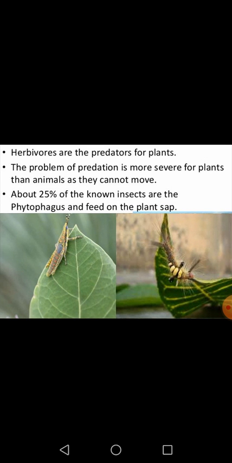Now similarly, the herbivores are predators for the plants, and there is a quite big risk, we can say that, for the plants against the herbivores, because the plants cannot move here and there, because prey can move here and there to protect themselves, but the main problem of predation is with plants, because the animals they cannot move.